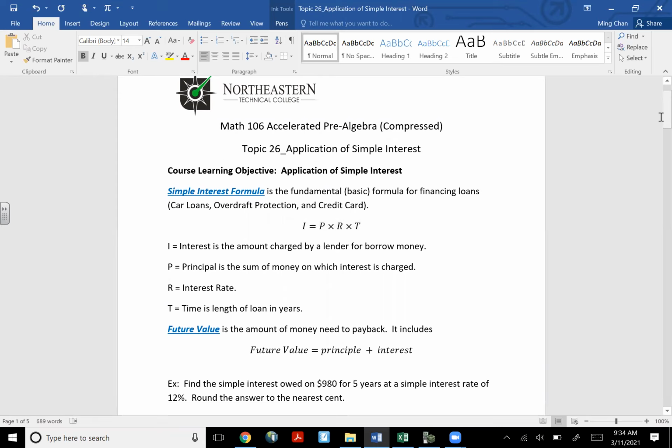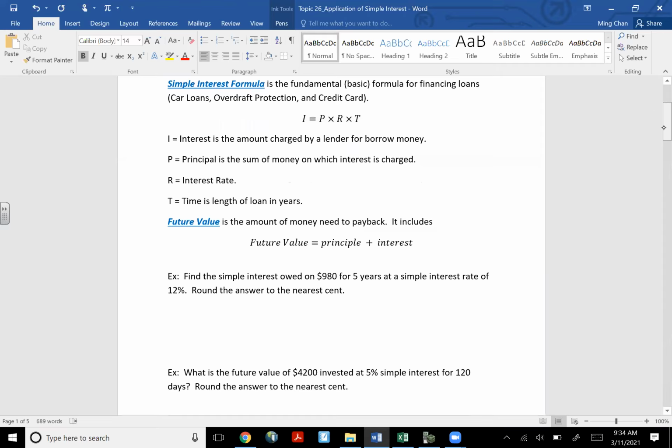When we need to solve for any one of the unknown variables on the right-hand side, we use the same idea as before with proportions: divide both sides by the coefficient. Future value refers to the amount of money that you need to pay back. What do you pay back? You pay back what you borrowed plus the interest. So the future value is always the principal plus the interest.